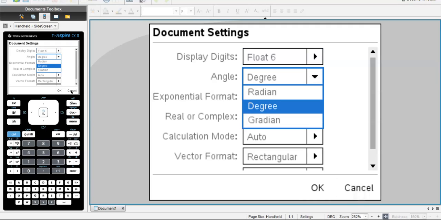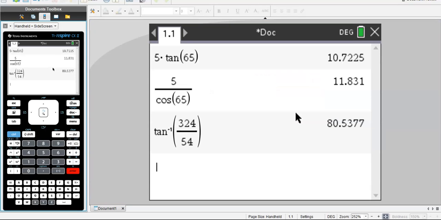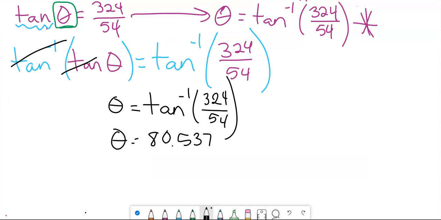So mine is set to degrees, we're good to go. So now I'm going to hit enter. And that gives me 80.537. It wanted me to round to 2 decimal places. All right, and since the 7 is higher than 5, we're going to round the 3 up. So theta is approximately equal to 80.54. All right, not quite straight up, but getting pretty close.